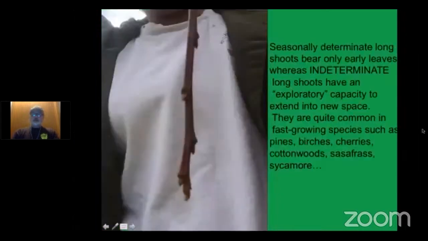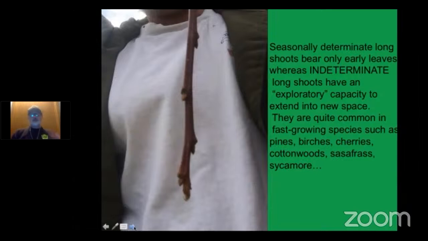Now there are seasonally determinate shoots that elongate for a certain period of time, and that's it. Then indeterminate long shoots just keep going and going. They're more common in the faster growing species like birch, cherry, cottonwood, sassafras, sycamore. This is chestnut stem.